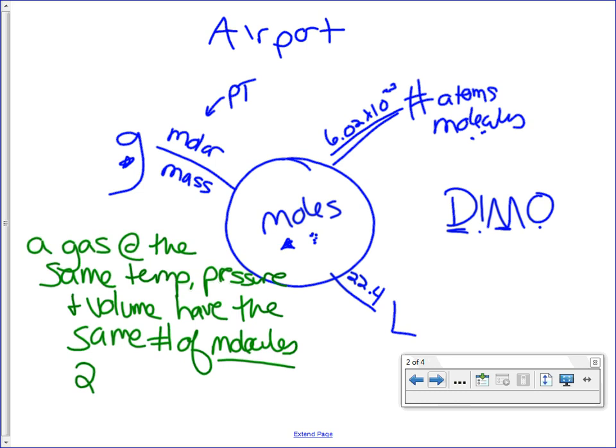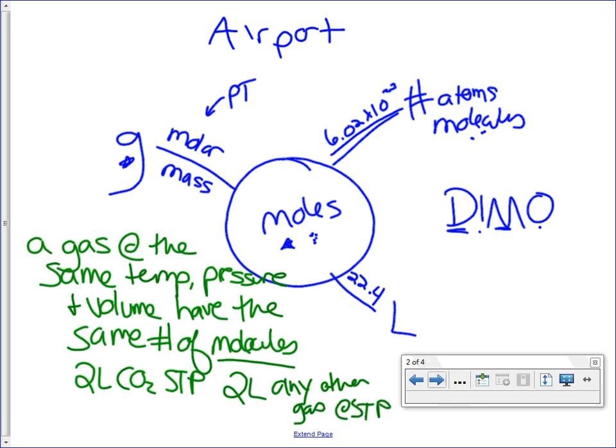So if I have 2 liters of carbon dioxide at STP, okay, that has the same number of molecules as 2 liters of any other gas at STP. Okay? So if your volumes are the same, and the temperature and the pressure are the same, your number of particles are the same. Okay? So for the test, you really just kind of want to match the volumes and match the conditions. If they're not at STP, match their temperatures and pressures. If all those 3 things are the same, the number of particles are the same as well.